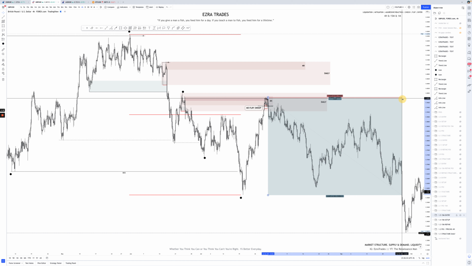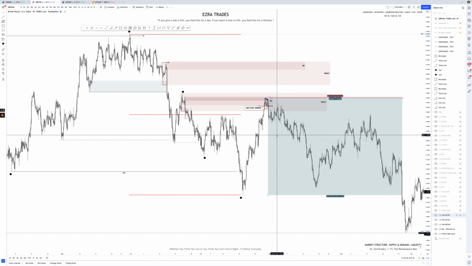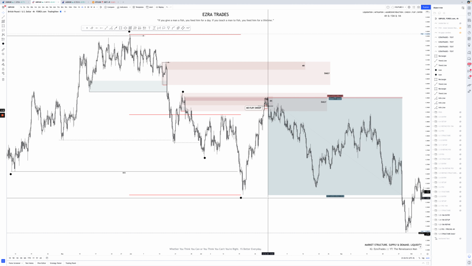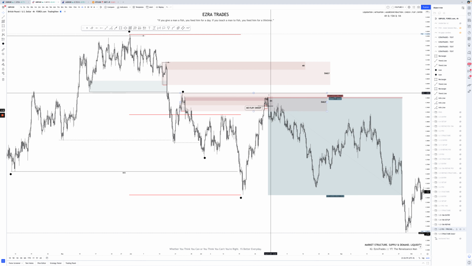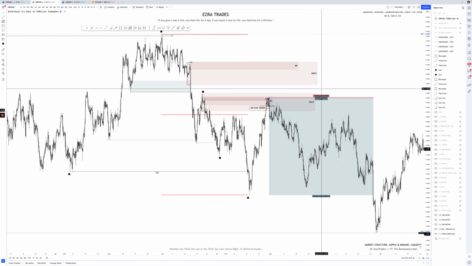5 pip stop loss, 407 pip take profit, 100% valid, right? Took a while, required a lot of patience on whoever took this trade, 60 days, but 74R, clean, and it's totally valid. We're trading a higher time frame POI to lower time frame refinement.